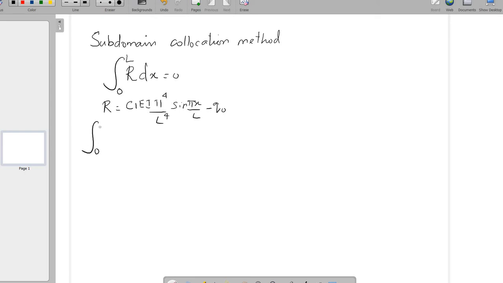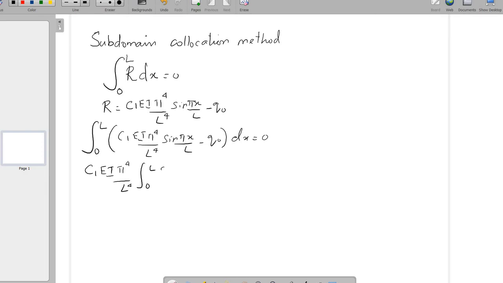So from integration 0 to L, C1 EI pi power 4 by L power 4 sin pi x by L minus Q0, into dx, which is equal to 0. So I am separating the constants. C1 EI is also constant. Pi power 4 by L power 4 is also constant with respect to x. X is the only variable.